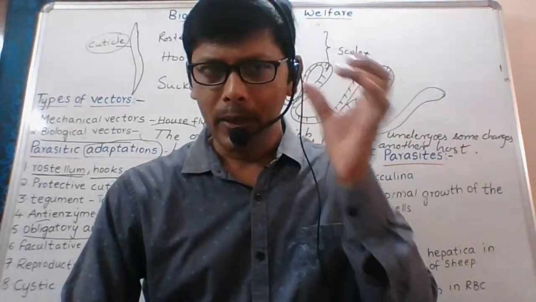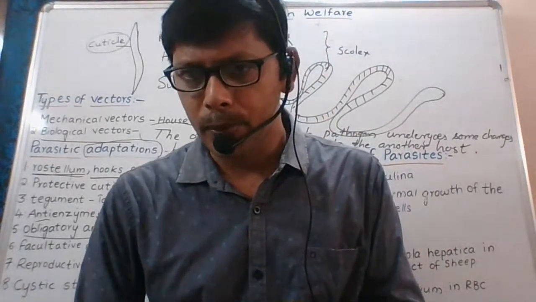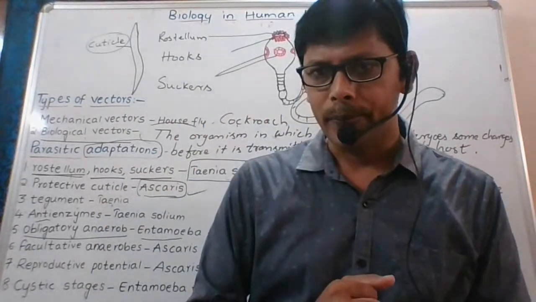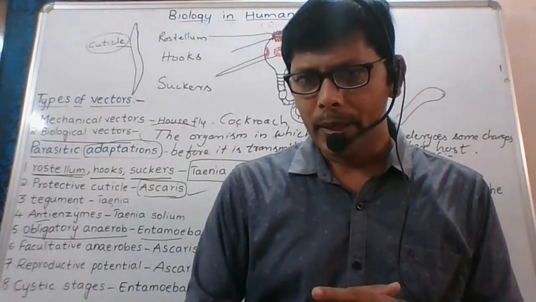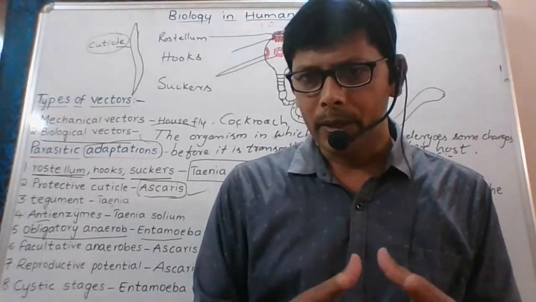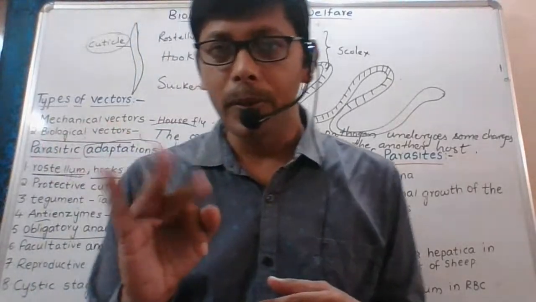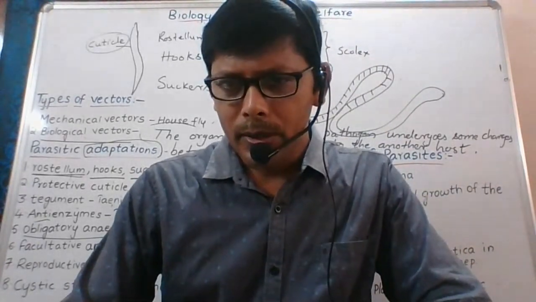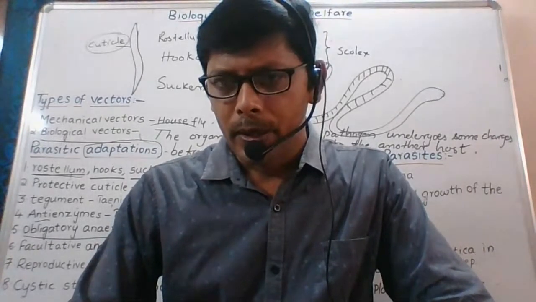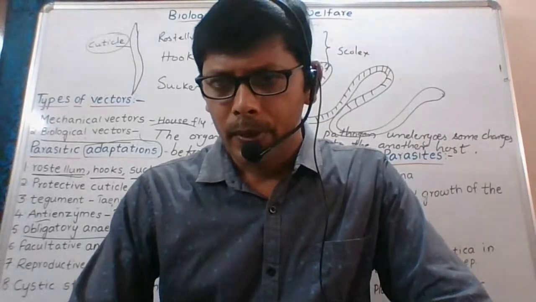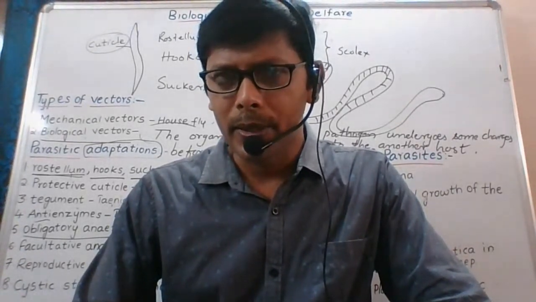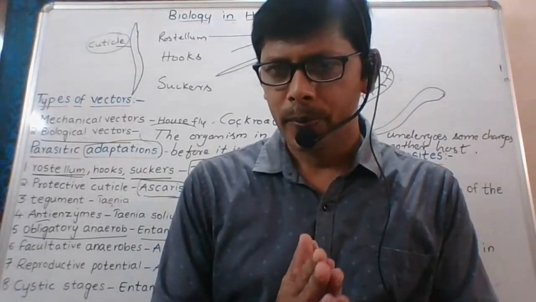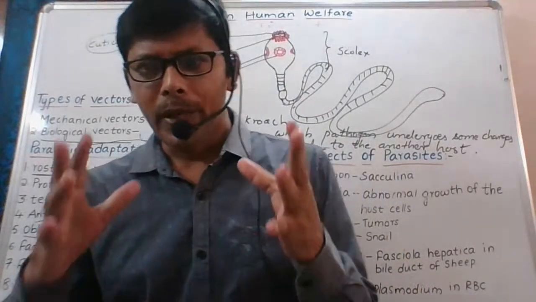Aerobic and anaerobic. Okay, now tell me, what are the three steps in aerobic respiration? Glycolysis, Krebs cycle. What is another one? Electron transport chain.